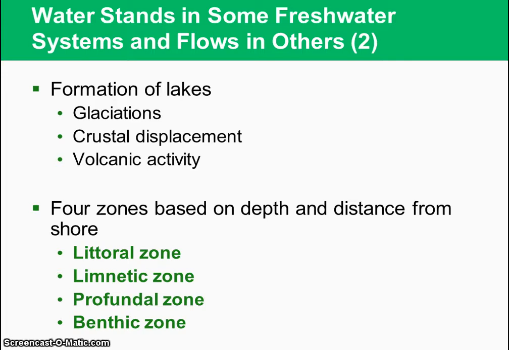Crustal displacement is another way that we can form lakes. So if we think about what would happen if we had a divergent plate boundary over land. Remember, we get an oceanic ridge if the crust moves apart in the ocean. But if it moves apart on land, then you get a legitimate rift valley. And you can fill that up with water and it would become a lake.